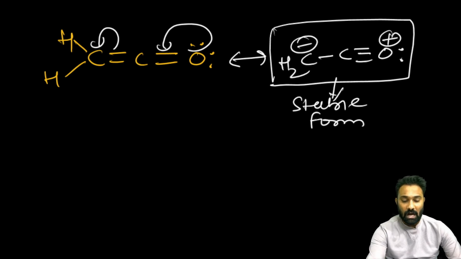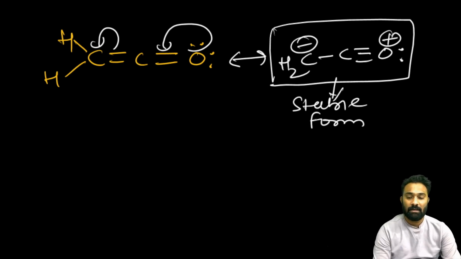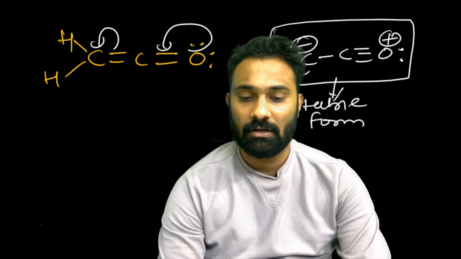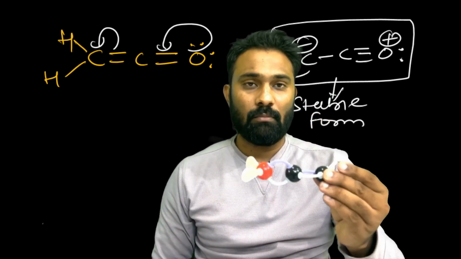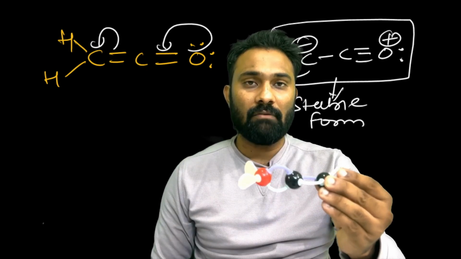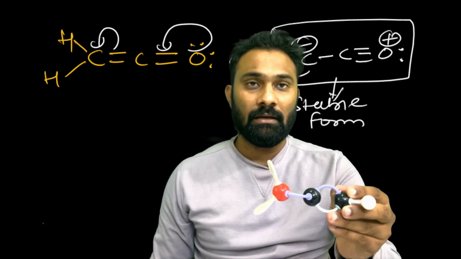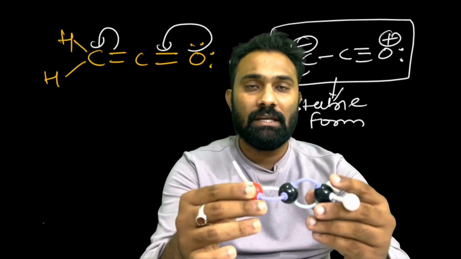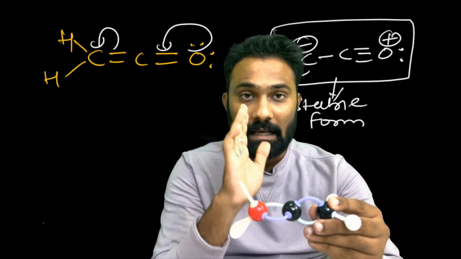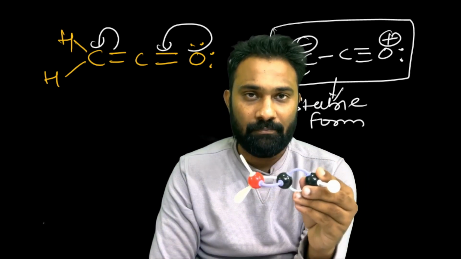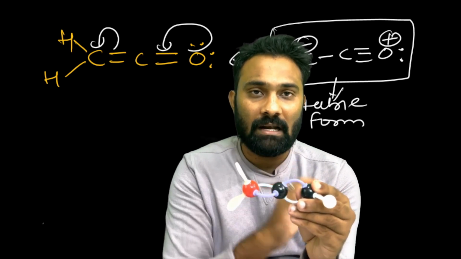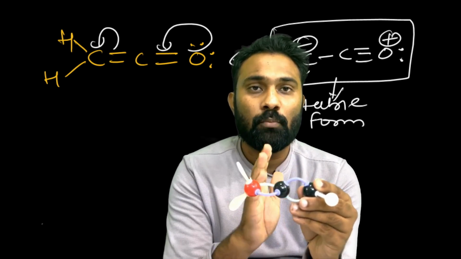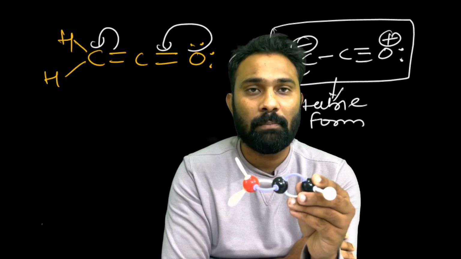Sir, how is this resonance happening? Can you explain with the molecular model? Yes, I will explain with the molecular model. Now listen, this is a molecular model of C double bond O. What I said: for any resonance to happen, double bonds should be parallel to each other, or a lone pair and a double bond should be parallel to each other.